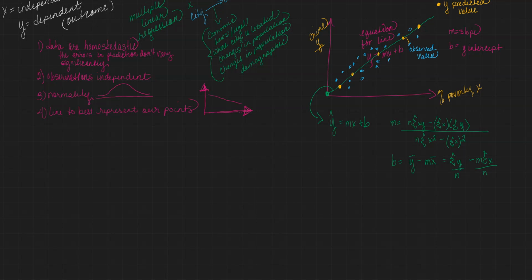In this part 2 research methods basics course with Dr. T, we're taking a look at linear regression, and then we're going to move into multiple linear regression.